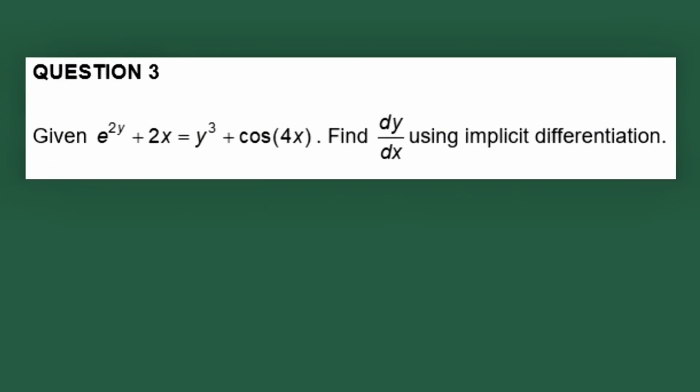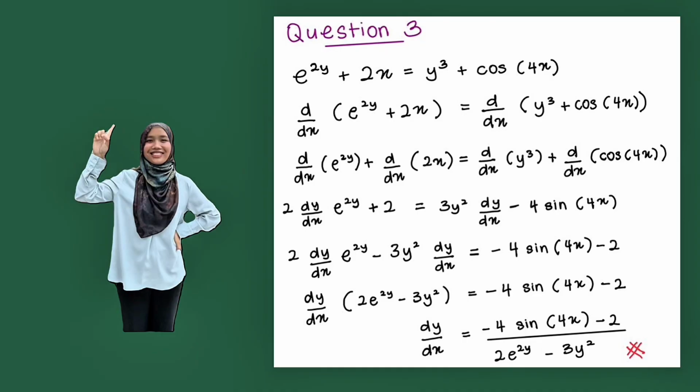So for question 3, the question asks us to find dy over dx for the given function by using implicit differentiation. So step 1, we must differentiate both sides of the implicit function with respect to x. And the equation will be d over dx of e to the power of 2y plus 2x equals d over dx of y cubed plus cos 4x.